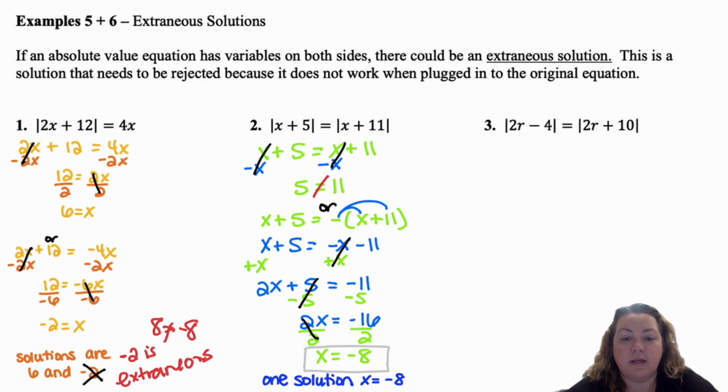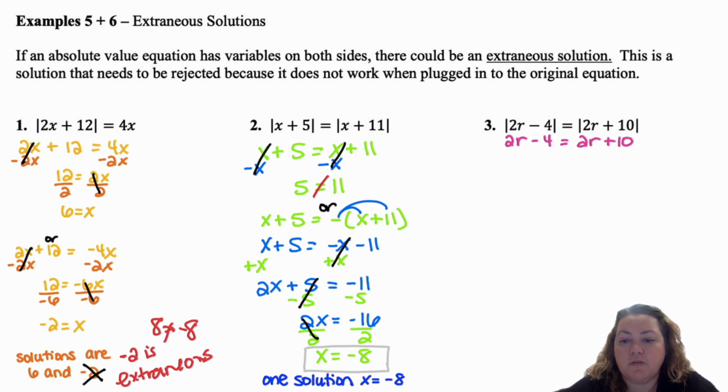And if I plug in, negative 8 plus 5 is negative 3. The absolute value of negative 3 is 3. Negative 8 plus 11 is 3. The absolute value of 3 is 3. So those do work.